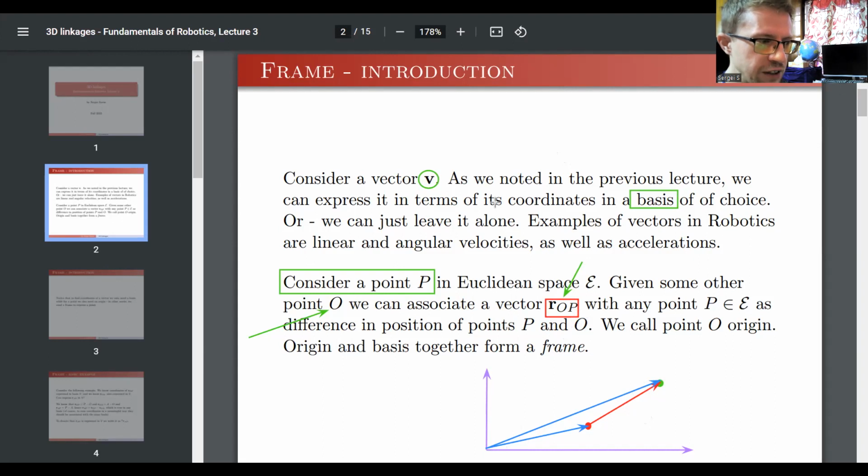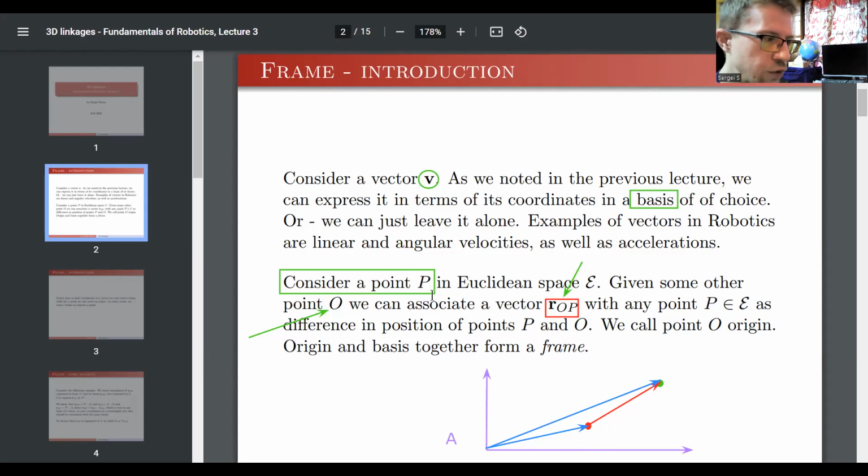So maybe there is some other origin, let's say we call it point A. Okay, so with respect to point A, maybe O would be described with this blue vector, and P would be described with this blue vector. But we could denote it quite explicitly. Let's say that is R A O, R A P.